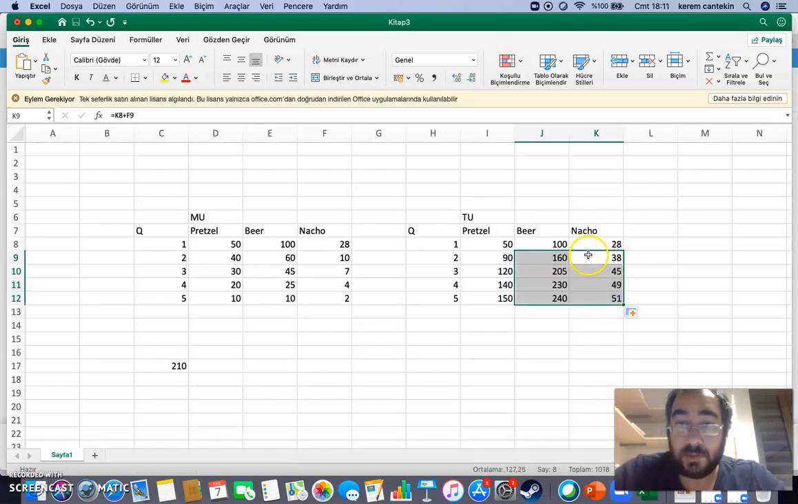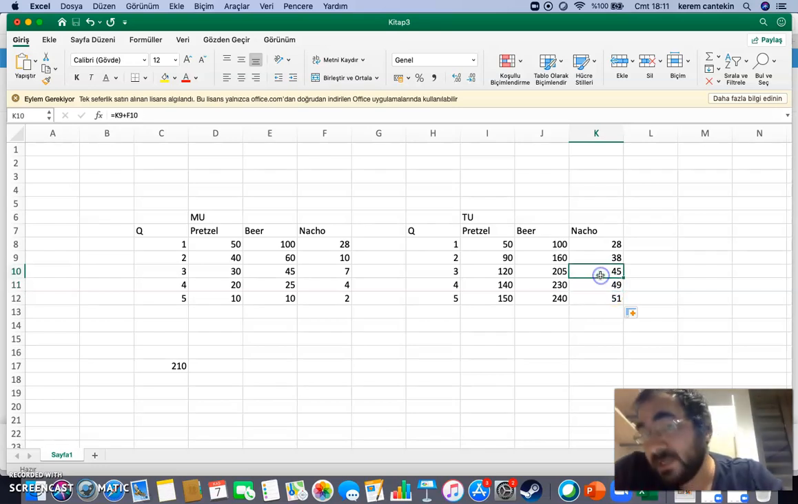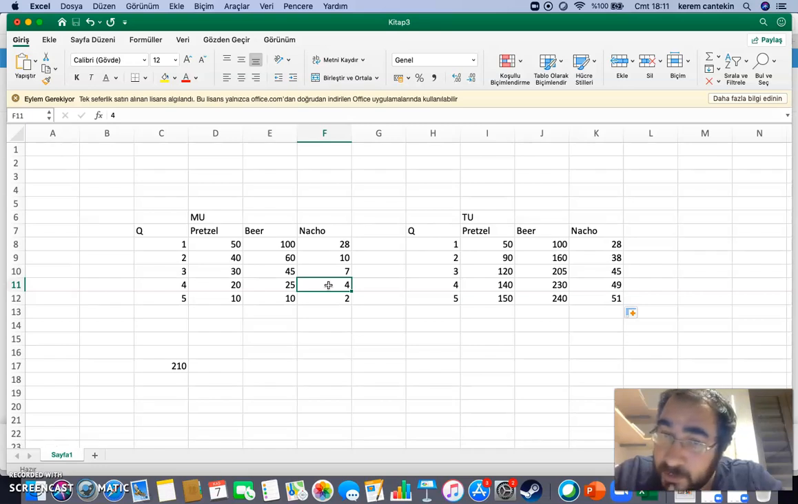For example, the fourth pretzel gives me 4 units of utility. So basically, consuming 3 nachos gives me 45 units of utility. The fourth nacho gives me 4 units of utility. So I add 45 to 4 to find the total utility I got when I consume 4 nachos.